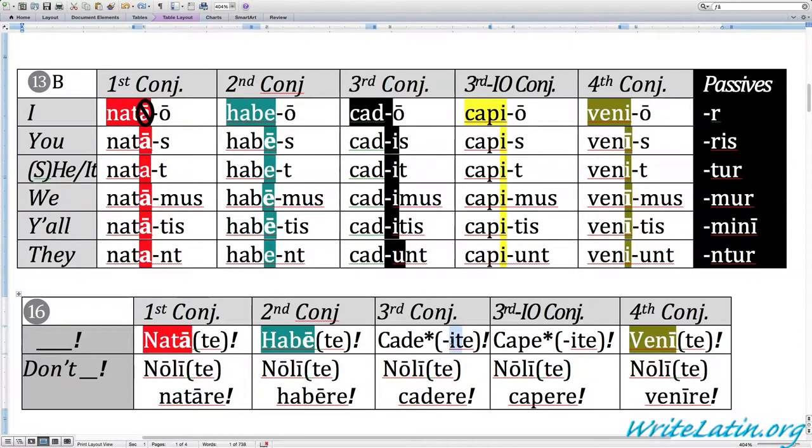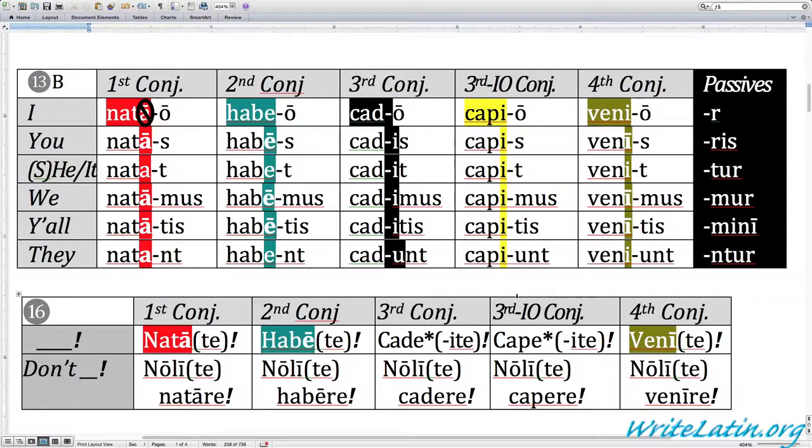Kadete. Fall down, y'all. And in plural, kapete. Take it, y'all. This is the way it goes. Okay, and I let you see the negative command forms, although we are not going to touch those in this chapter, so you don't need to worry about them unless you want to be an overachiever. Same with the passives. They're up here, but we're not going to use them at all. You don't need to worry about them, so don't worry about those.